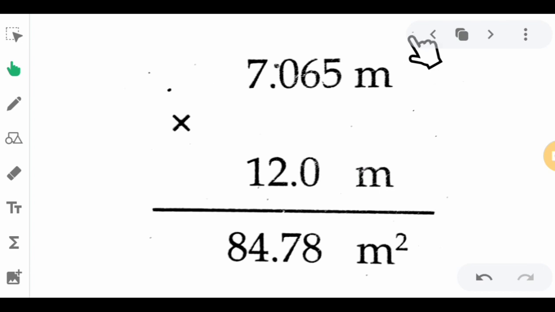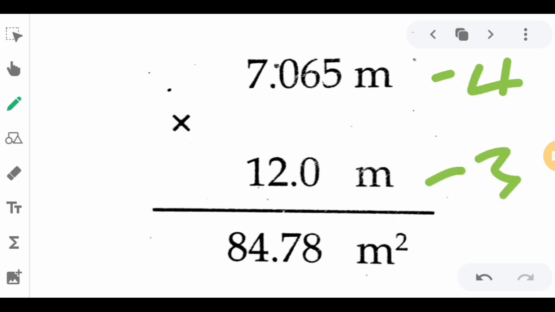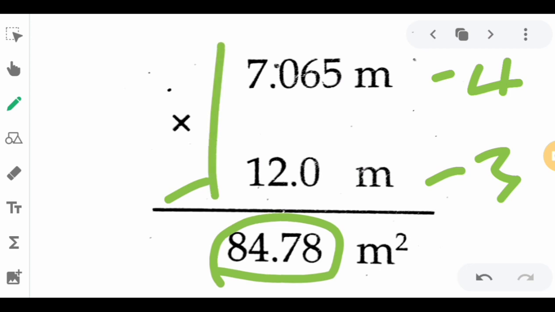The number of significant figures here is 4 for 7.065. And then 12.0, we have here 3 significant figures. If you multiply 7.065 by 12.0, that will be 84.78. So 84.78, we have here 4 significant figures, right? But then the least here among the numbers being multiplied is 3 significant figures. So your final answer should be in 3 significant figures, because that is the least number of significant figures in the values being multiplied. So 84.78 should have a final answer of 84.8.